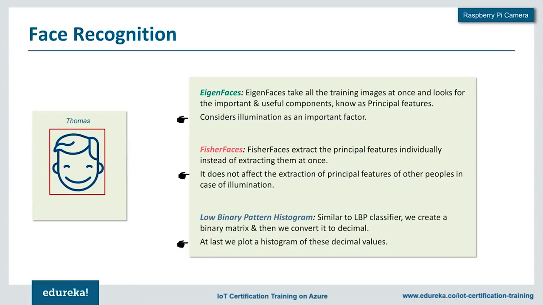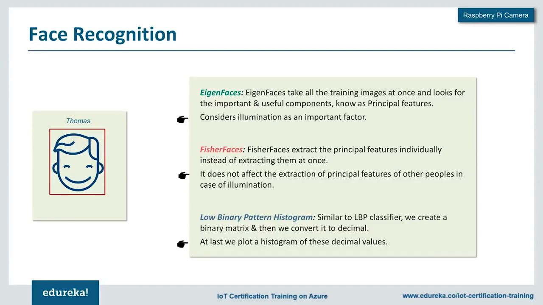Now, there are three different functions that OpenCV provides us to do this, and let me give you a brief idea on each of them so that you know which to use where. First come the Eigenfaces. Eigenfaces takes all the images at once, looks for all the important and useful components in these faces, which are known as principal features, and then passes them on. One key challenge with the Eigenface function is that it requires a good amount of illumination.